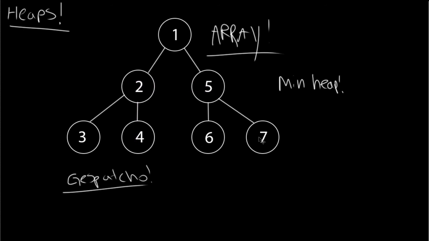It's recursive. I know, so crazy. So 7 less than 5? No. 6 less than 5? No. 4 less than 2? No. 3 less than 2? No. 5 less than 1? No. 2 less than 1? No. This is a completely valid min heap.